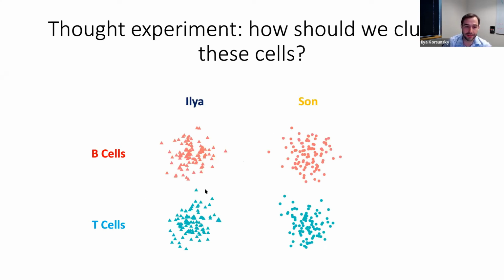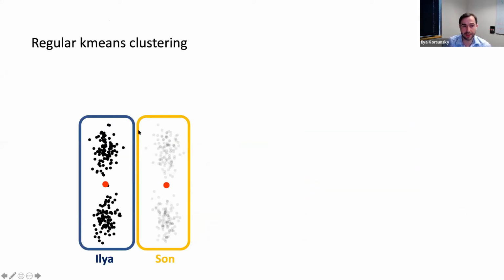Let's say we have the situation where we have B cells and T cells from me and from Sean. If we just apply regular k-means here, because of the way that I drew the cells, regular k-means will group my T cells with my B cells and Sean's T cells with his B cells. That's not what we want. That's wrong biology, and it doesn't give us the opportunity to compare my T cells to Sean's T cells.